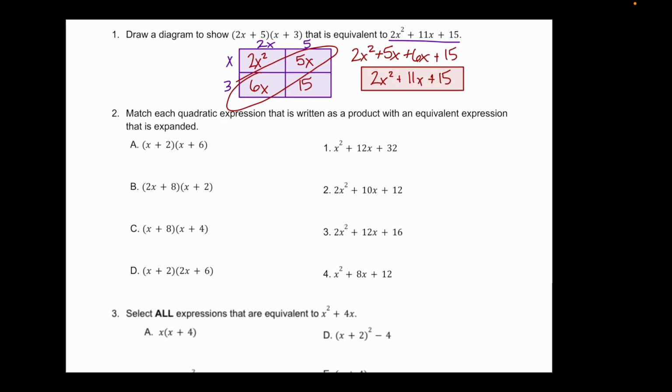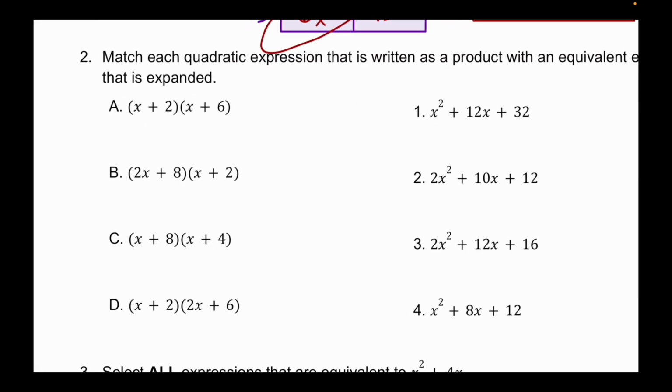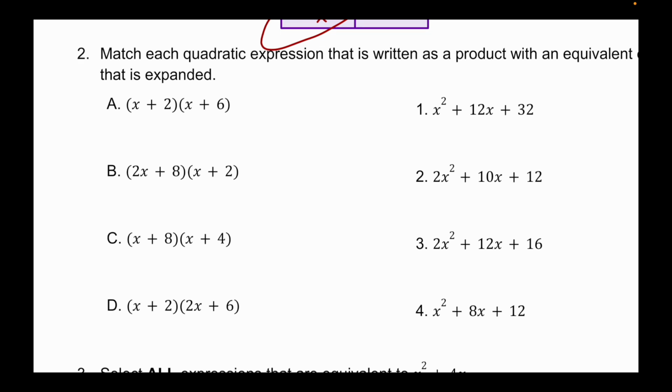All right, so that brings us to question 2. Question 2 has us doing a lot more of this multiplication, and we're going to match up A, B, C, and D with the correct answers from 1, 2, 3, and 4. If you want to, you can make a box for each of these, or there's another method that you can do. So first I'll show the box method for this one.